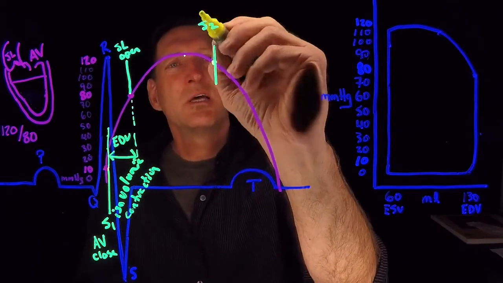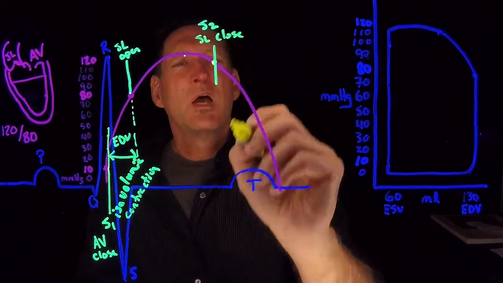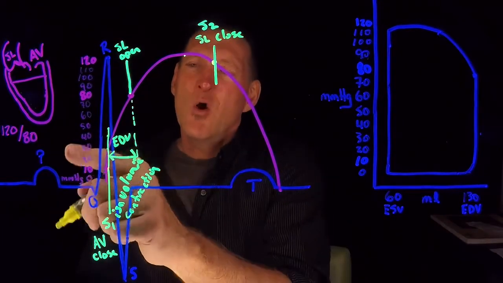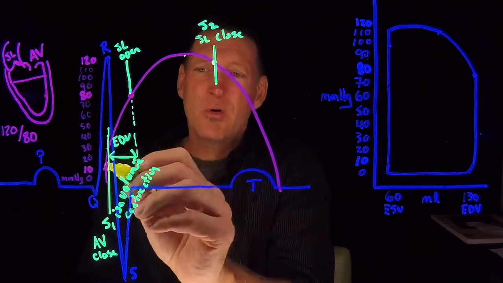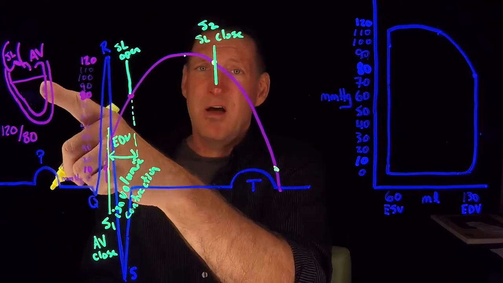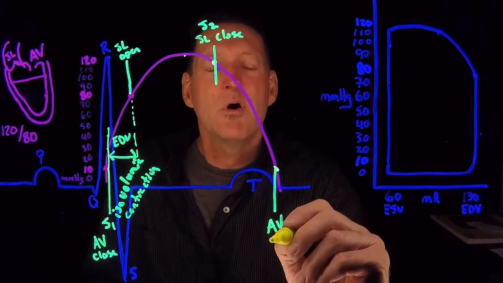And so this is the semilunar valves closing. And then I'm going to continue to drop on down this way. And as I drop on down this way, when I get to about 10 millimeters of mercury again, I'm actually going to pop open those AV valves again. So right about here, AV valves reopen.